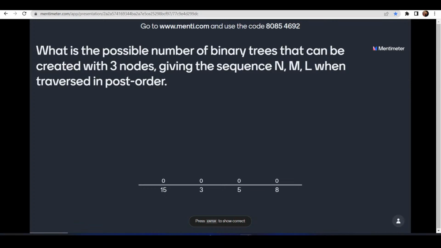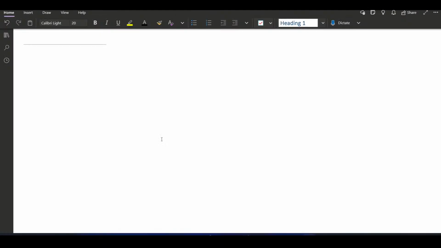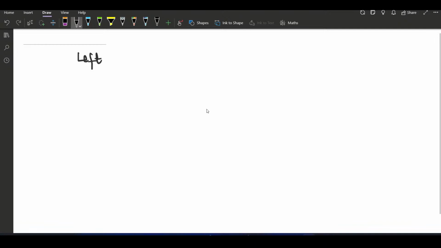Okay, let's begin with the solution part here. Let me explain the question. Clearly, first we need to understand what post order traversal is. Post order traversal of a tree is: first the left subtree, then the right subtree, and then the root. So this is the clear post order representation of a binary tree.